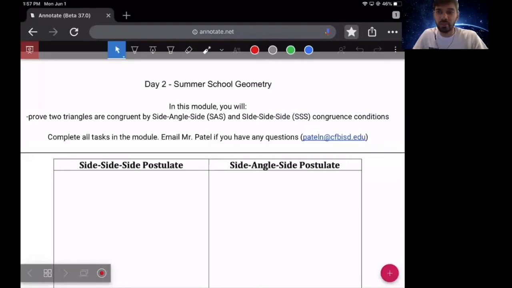Okay, welcome back to day 2 of summer school geometry. In this module, we're going to be talking about how to prove if two triangles are congruent. And the two methods we're using today are side angle side, SAS is how it's abbreviated, and side side side, which is abbreviated like this.